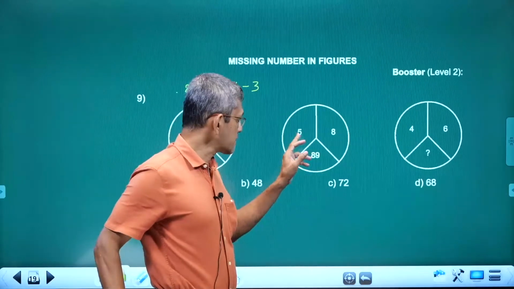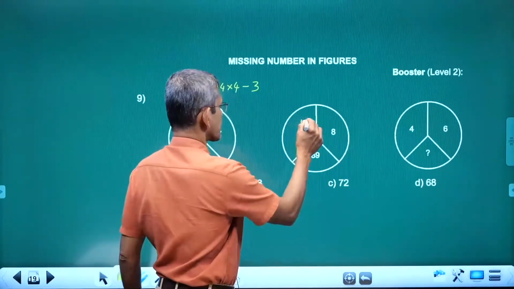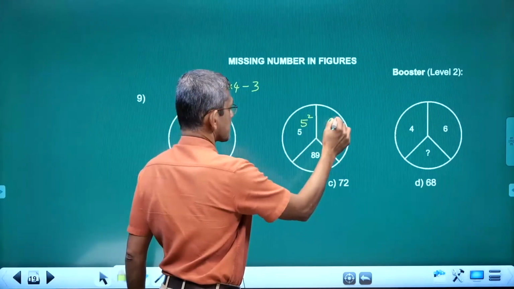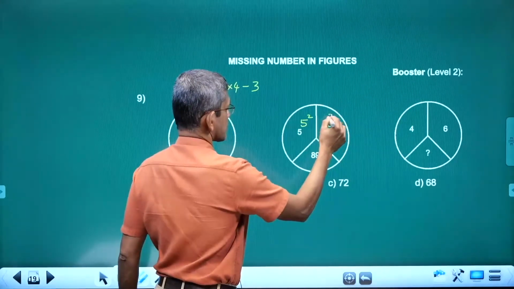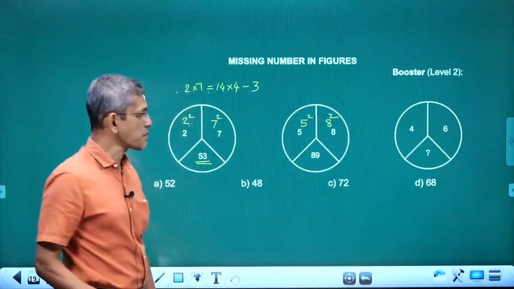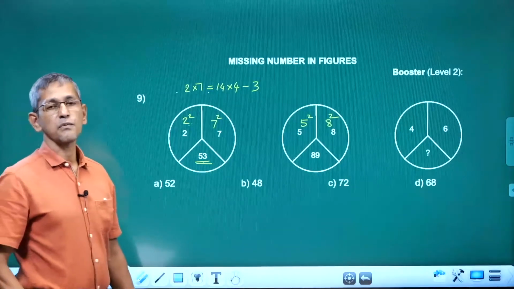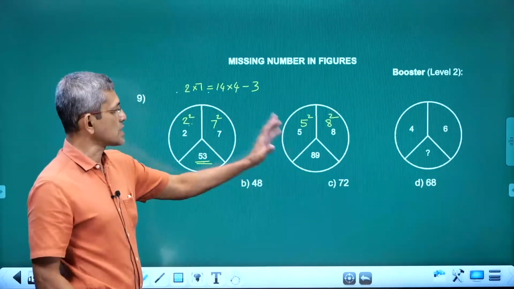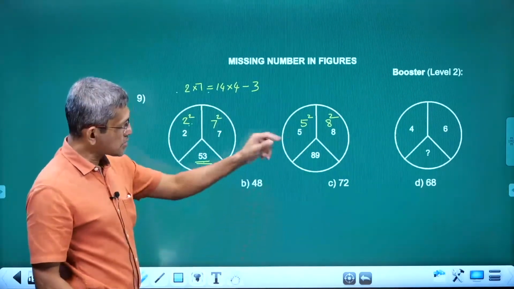What do you get? This is 25. 5 square, 25. 25 plus 64. 8 square, 64. 64 plus 25. 64 plus 20, 84 plus 5, 89. That's perfectly all right. How about the last one?